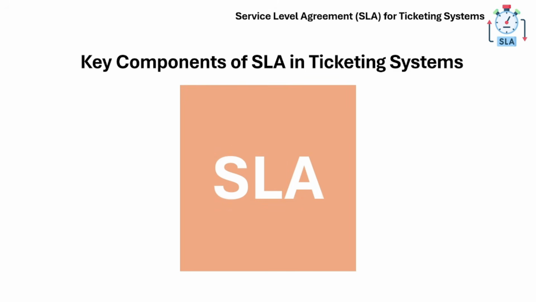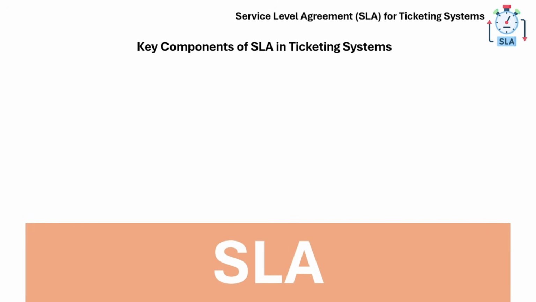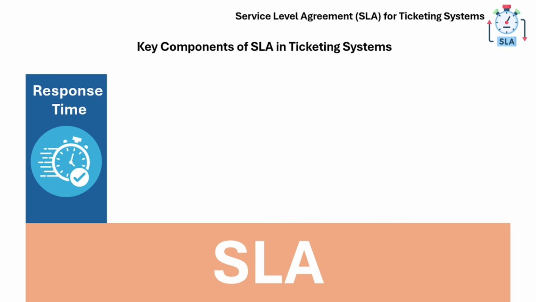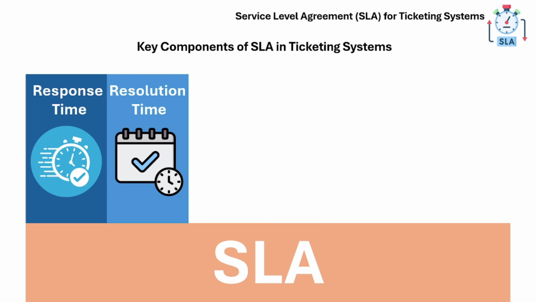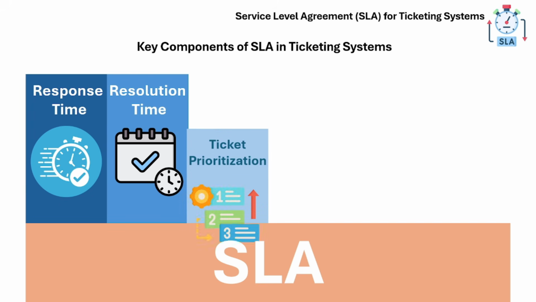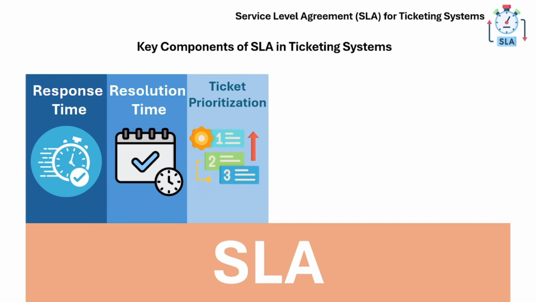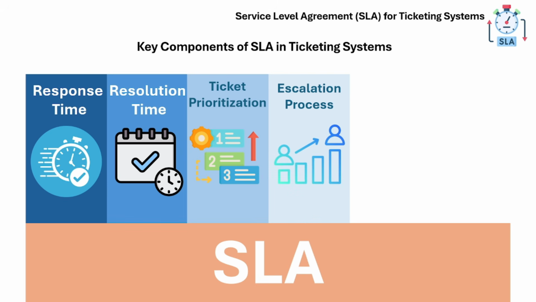Here are the key components of SLA in ticketing systems. Response time is the time it takes for IT support to acknowledge or respond to a ticket. Resolution time is the time within which the issue should be fully resolved. Ticket prioritization is when SLAs categorize tickets into priority levels based on urgency and impact. Escalation process defines when and how a ticket should be escalated if not resolved within SLA limits.